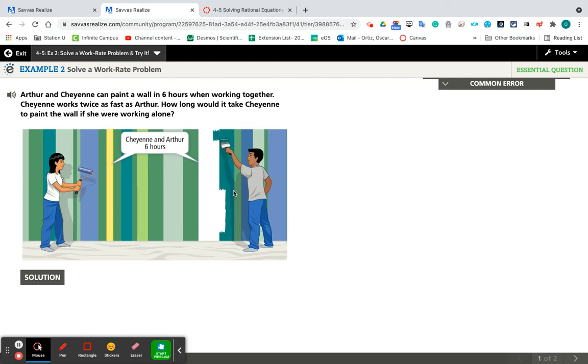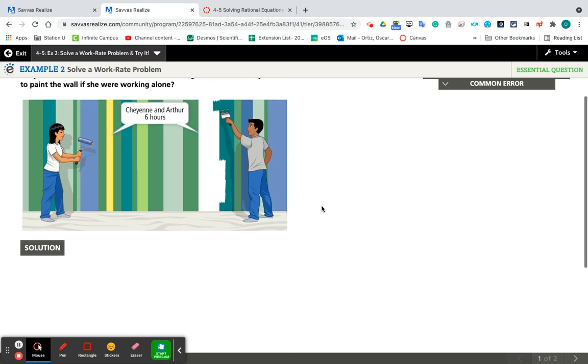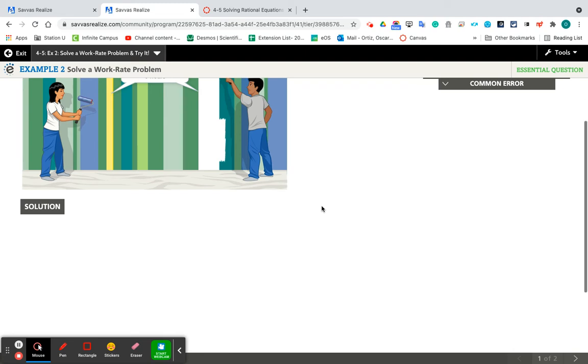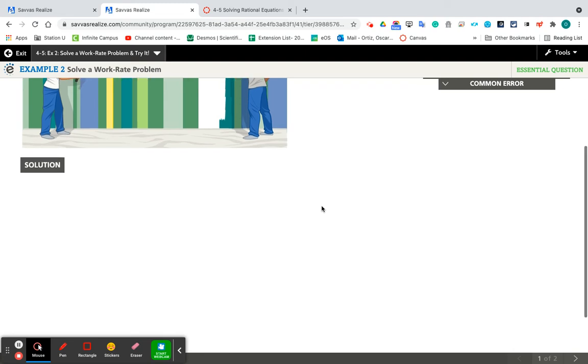I like how the girl works faster because that's usually the case. We get distracted. We men are a little bit more distracted than women in general.